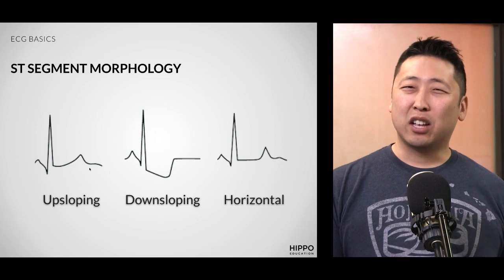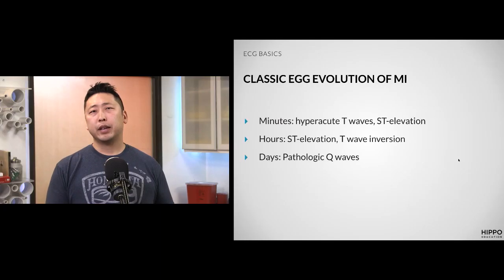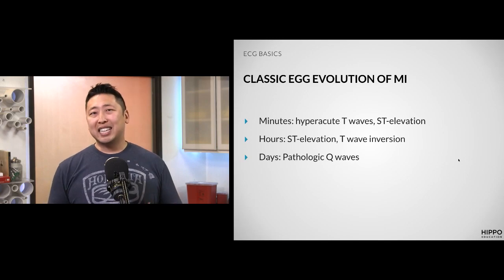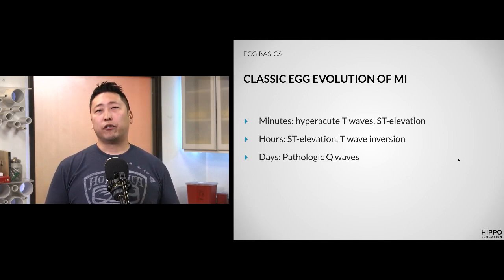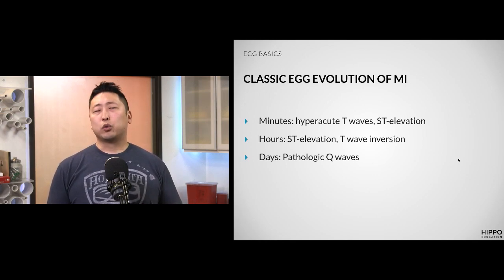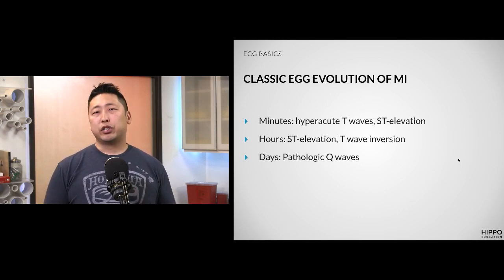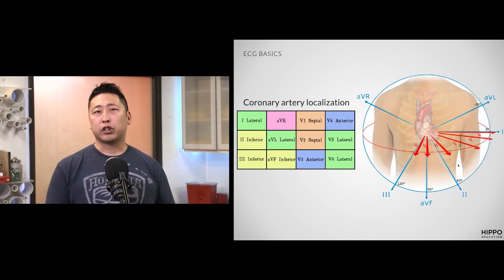Now, when you talk about downsloping or horizontal, what does that mean? It's about the morphology of the ST segment. You see how this is an upsloping ST segment versus this is a downsloping ST segment, whereas this is a horizontal ST segment. So, in general, the classic ECG evolution of a myocardial infarction within the first few minutes is where you see the hyperacute T waves and ST elevation. Minutes to hours is where you see the ST elevation and the T wave inversions. And then days is where you see the pathologic Q waves with infarction.